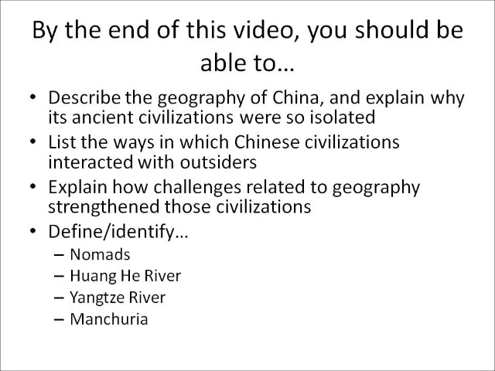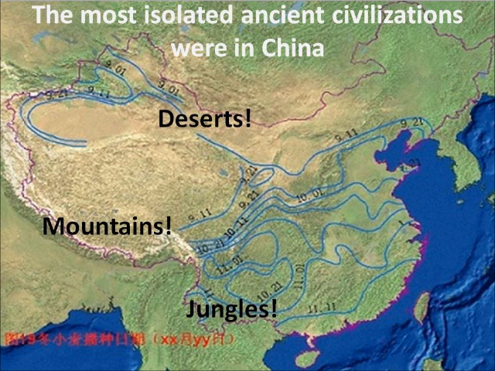So by the time this video is over, you should be able to describe the geography of China and explain why its ancient civilizations were so isolated from others. Also be able to list the ways in which Chinese civilizations interacted with people around them. You should also be able to explain how challenges that were related to geography strengthened those ancient Chinese civilizations. Also define or identify these terms: nomads and the three very important geographic features, the Huanghe River, the Yangtze River, and Manchuria.